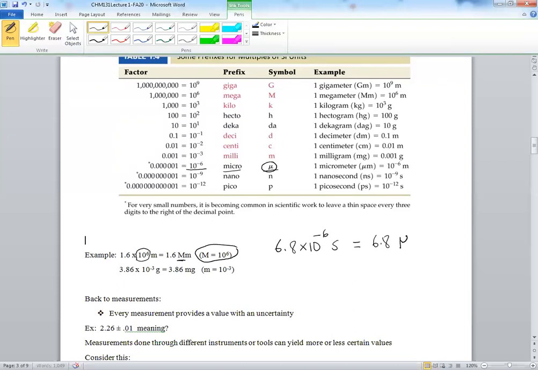micro seconds. Why? Because 10 to the negative 6 is micro. That is it.